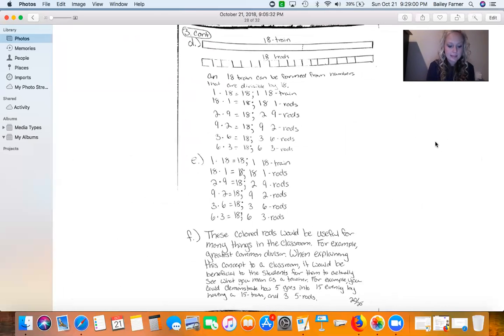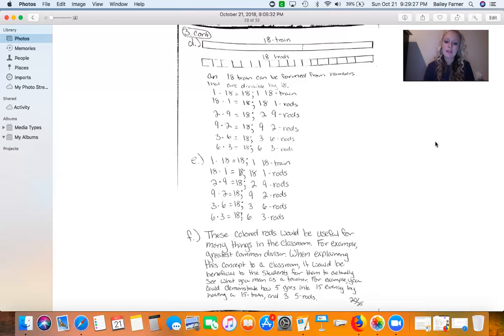And then we're asked to give all the numbers that can form an 18 chain, which is a 10 rod and an 8 rod put together. And so I found that one 18 rod, or one 18 train, which is the 10 and the 8 put together, and then 18 1 rods could also make it, 2 9 rods or 9 2 rods, 3 6 rods or 6 3 rods could make the 18 train.